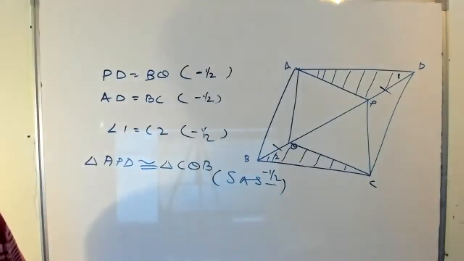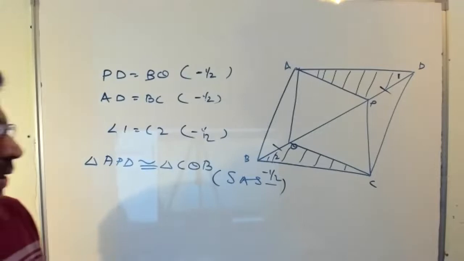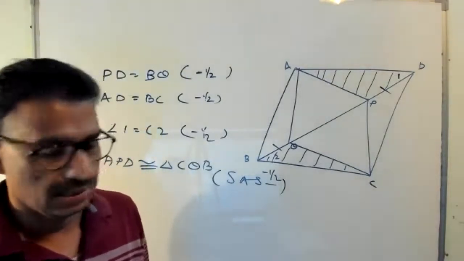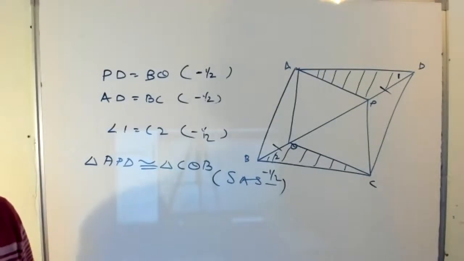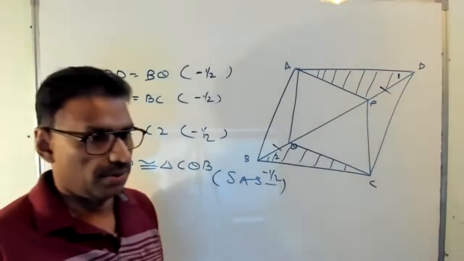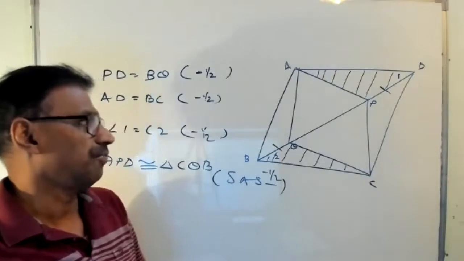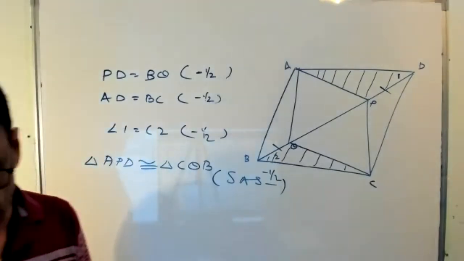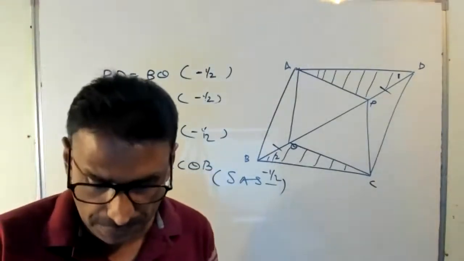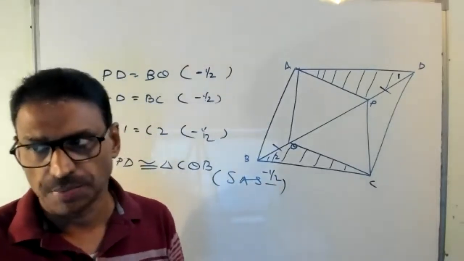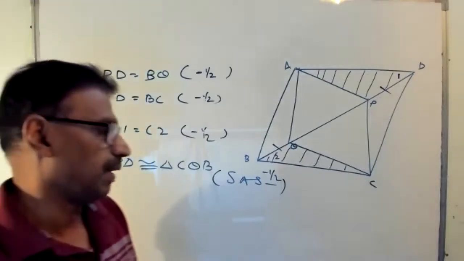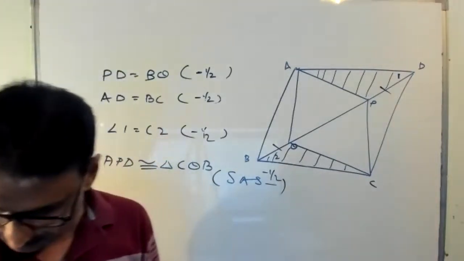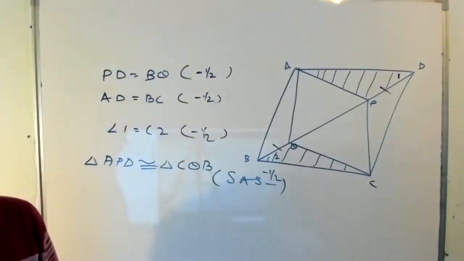Okay, then DP equal to AD equal to BC, opposite sides of parallelogram. Then, therefore, triangle APD congruent to triangle CQB, by SAS congruency.